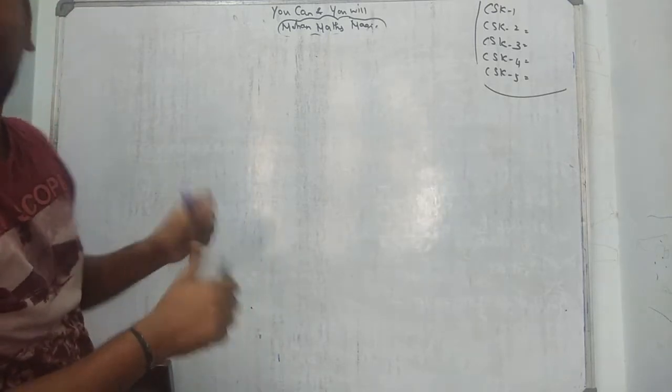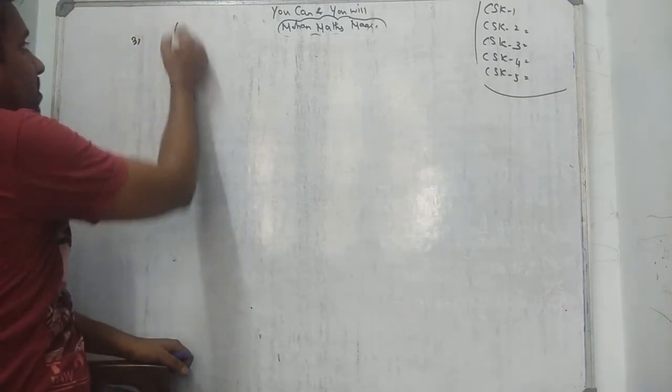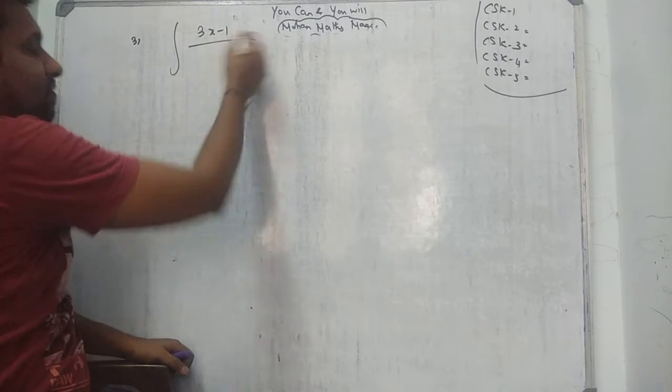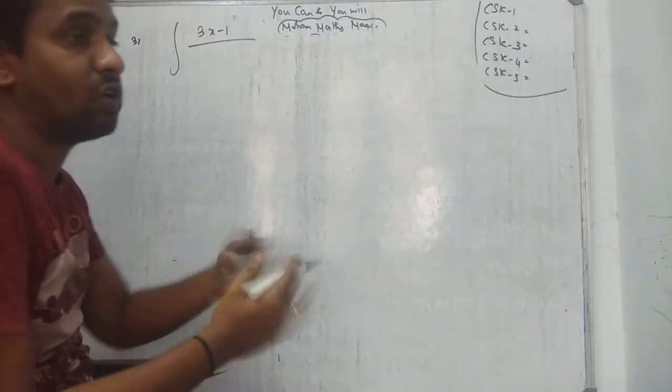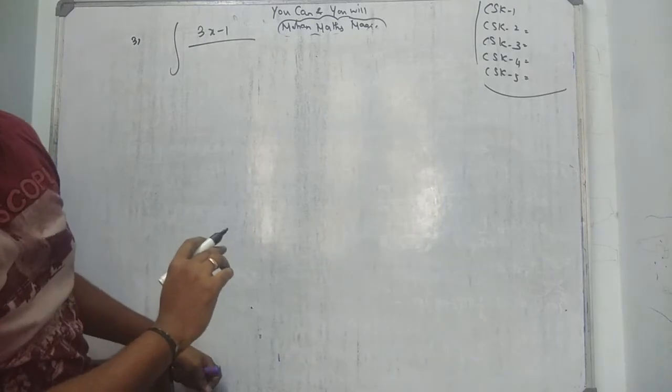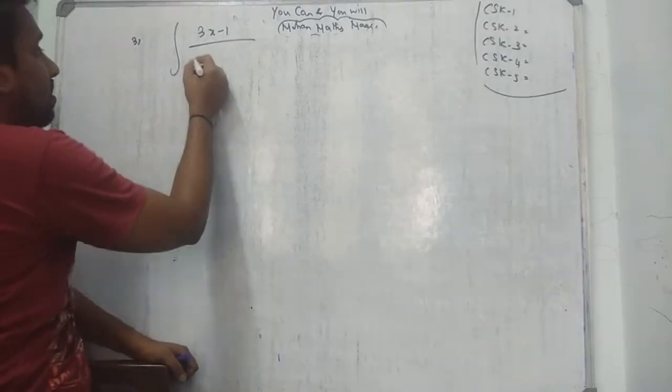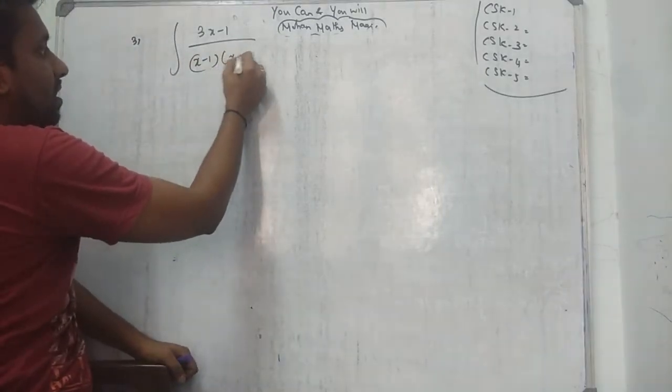Question number 3, 3x minus 1. If you are thorough with CSK2 now, CSK3 is nothing, very easy. You can see, you can finish it up. 3x minus 1, 3 brackets, x minus 1, x minus 2, x minus 3.